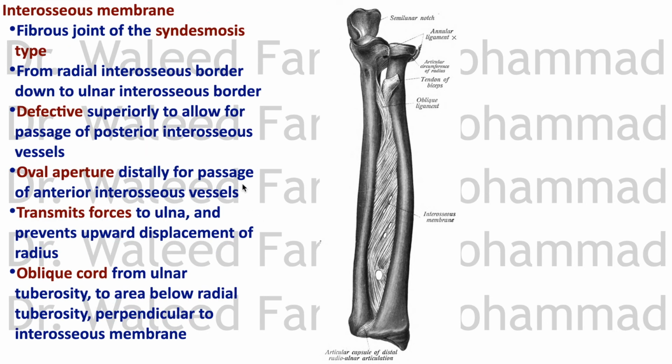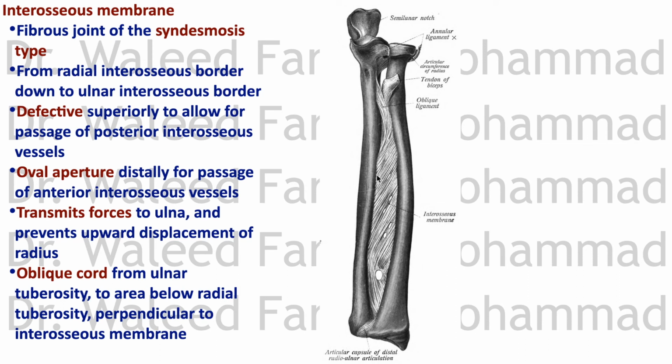The interosseous membrane is a joint, yes, of fibrous type. It's fibers of the syndesmosis type, from the radial interosseous border down to the ulnar interosseous border. So we are preventing the upward displacement of the radius. If we fell on the ground on the hand, you will be subjecting the distal end of the radius to the ground with an upward thrust, and the membrane will prevent the radius from going up and actually will transmit the force back to the ulna, which is the steady bone.